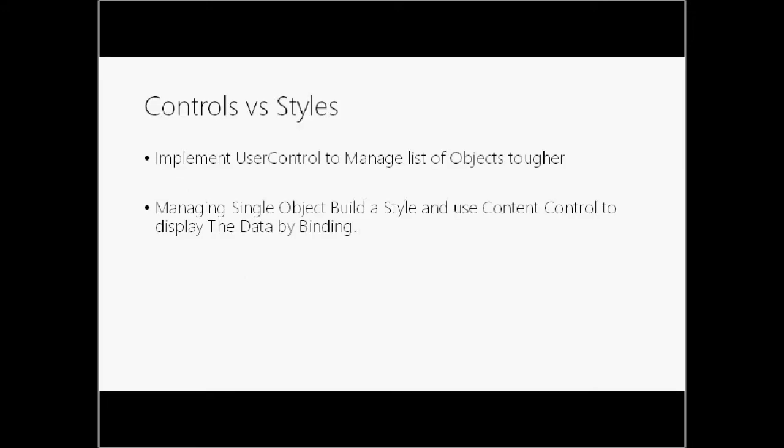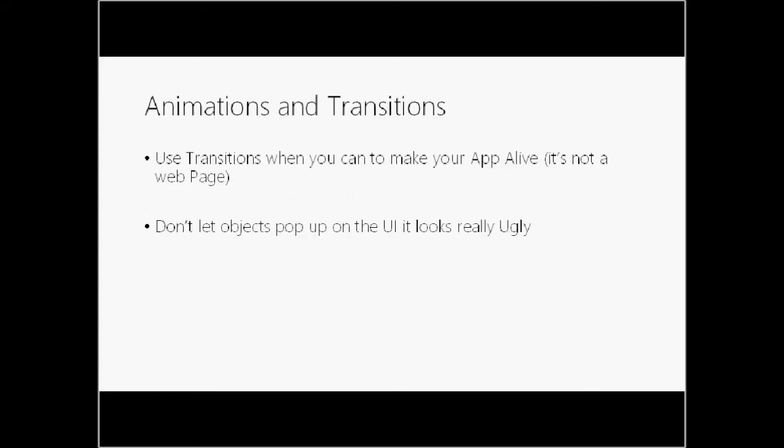Controls versus styles. Don't implement a user control for everything. Think about user controls when you are trying to manage a list of objects that will require a lot of interaction. If you are managing a single object, use a style for displaying this object, instead of having to write a full control for it.